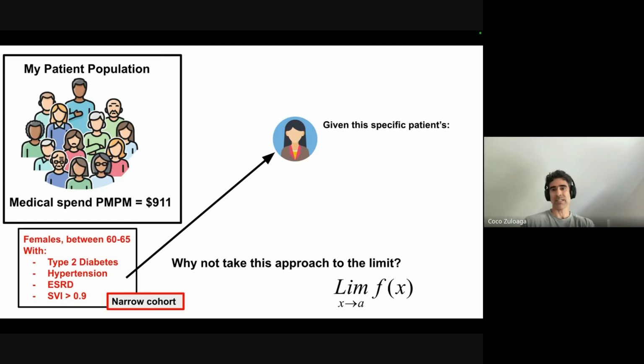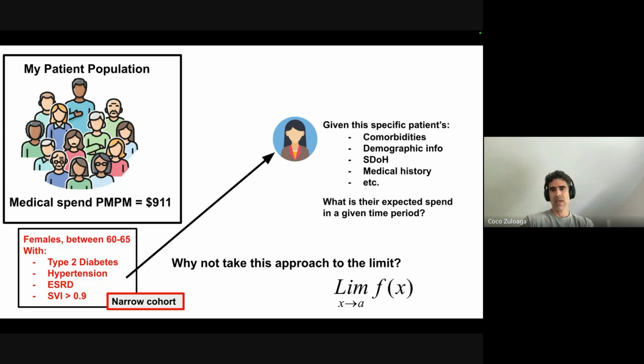And so then you're asking for this specific patient's comorbidities and demographic information and social determinants of health and medical history, et cetera, what is their expected spend in a given time period? And I'm using spend as an example, but you can ask, what is their expected X for any metric of interest, given their personal characteristics?